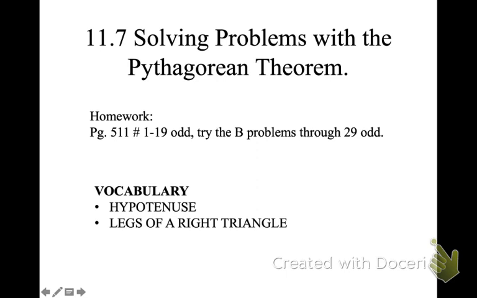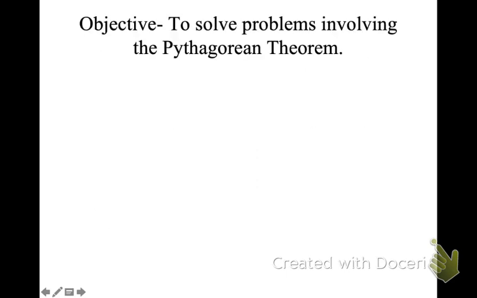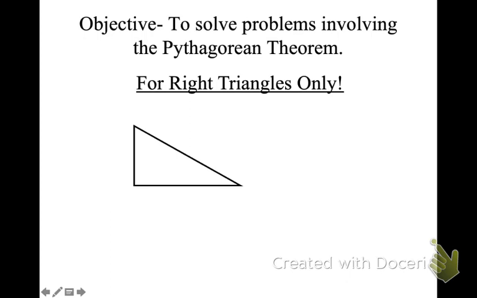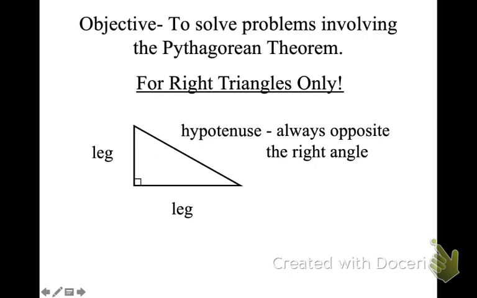Vocabulary for today is hypotenuse and the legs of a right triangle. All right, so this theorem works for right triangles only, not just any old triangle. A right triangle has three parts. Two sides are called the legs, and they are adjacent to that little right angle there. And then opposite the right angle is called the hypotenuse. Everybody say that. Hypotenuse. Okay? So it's always opposite the right angle. That's the big one to remember. It's generally the longest side, and it is always opposite the right angle.